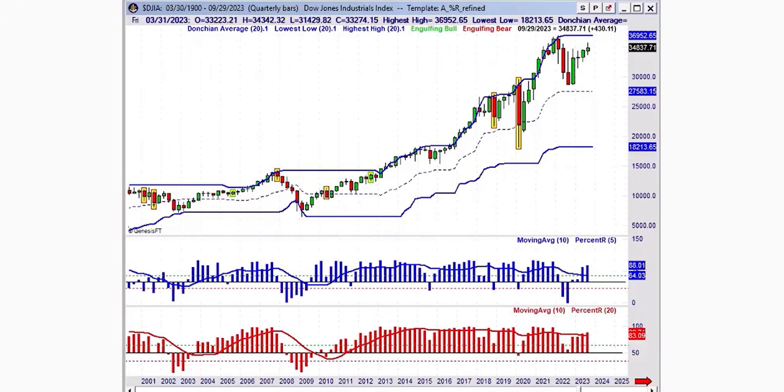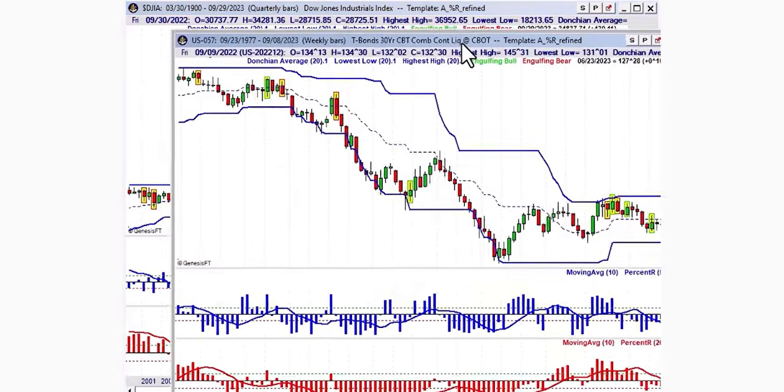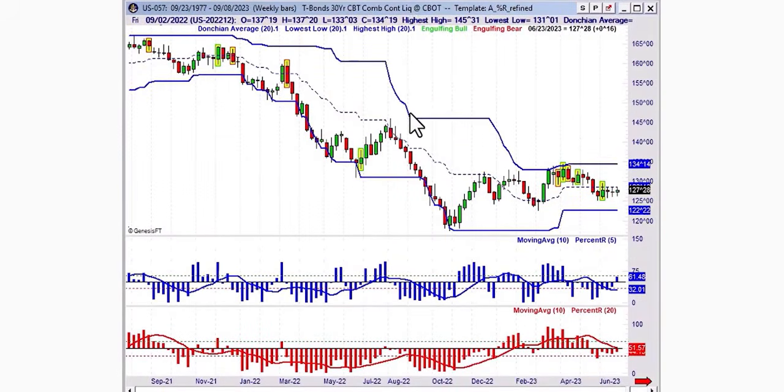Okay, it's a very simple tool, a very simple technique that works across all time frames and all markets. And notice I'm using it consistently the same way. This is the 30-year bond, the weekly price chart. You can see back here the candles were forming fully below the Donchian average, and then we started to see strength.